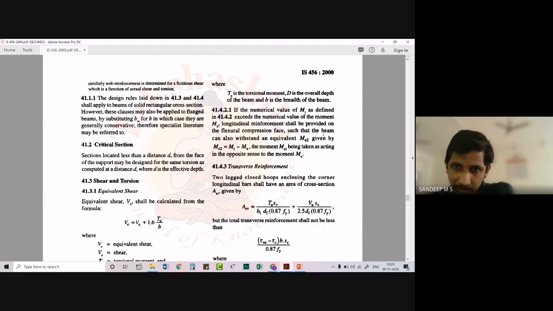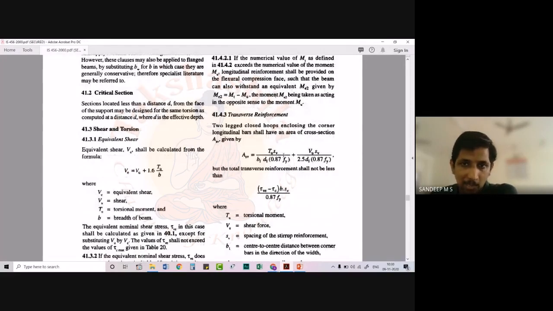Such that the beam can also withstand an equivalent ME2 given by ME2 equal to MT minus MU, the moment ME2 being taken as acting in the opposite sense to that of MU. And that is regarding the longitudinal reinforcement.